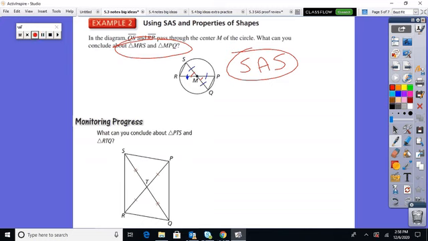And same with the monitoring progress question. What can you conclude about PTS and RTQ? Well, they gave us a parallelogram, we'll see this in chapter 7, that the diagonals of a parallelogram bisect each other. So you got that and you got that. And then of course, you got your vertical angles here also. So they're going to get SAS as well, thanks to vertical. And vertical is a big one. You're going to use that one almost as much as you use the reflexive property.